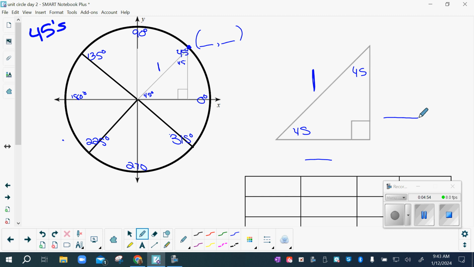It is root 2. People will be like, why is it root 2? I'm like, shut up, it just is. So here's what it is. It's 1 over root 2. And you know what? It's this same thing here because they're the same size, 1 over root 2.